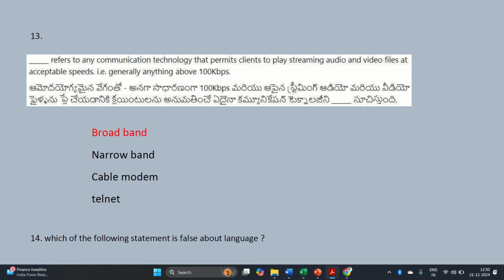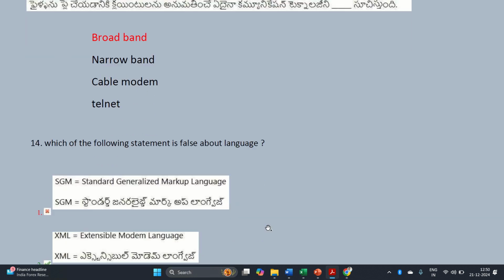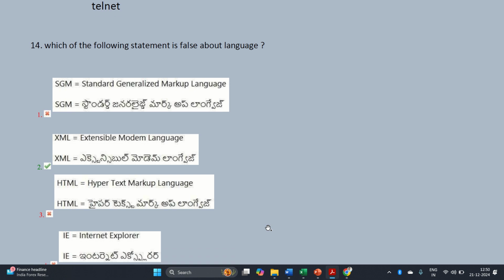Broadband is a technology that permits clients to play streaming audio and video files at acceptable speeds, that is generally anything above 100 kbps. Broadband. Which of the following statements is false?